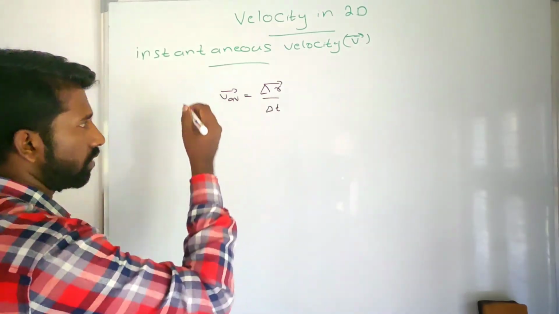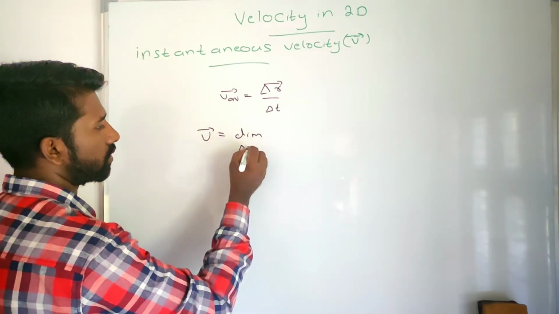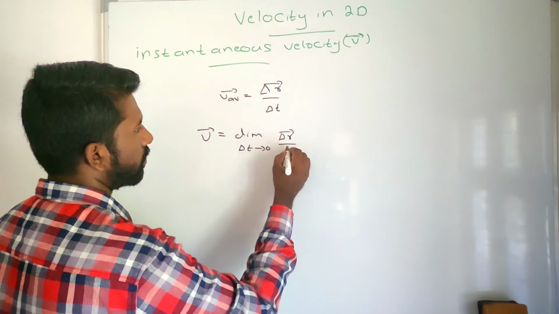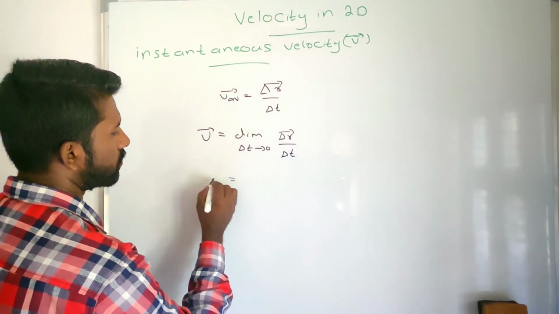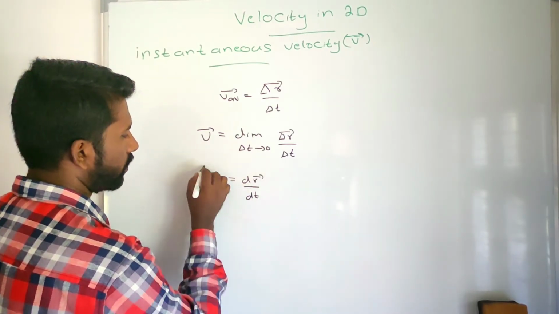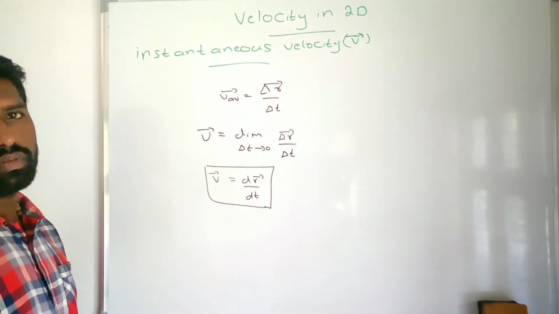That means the instantaneous velocity we can write as the limit as delta t tends to 0 of delta r divided by delta t. Okay, what about this? This is equal to the derivative of r with respect to time. Okay, this is the instantaneous velocity.